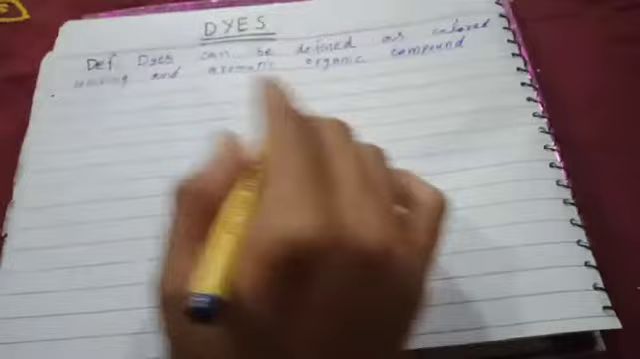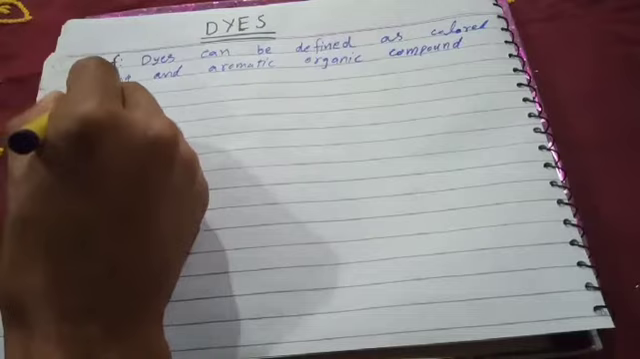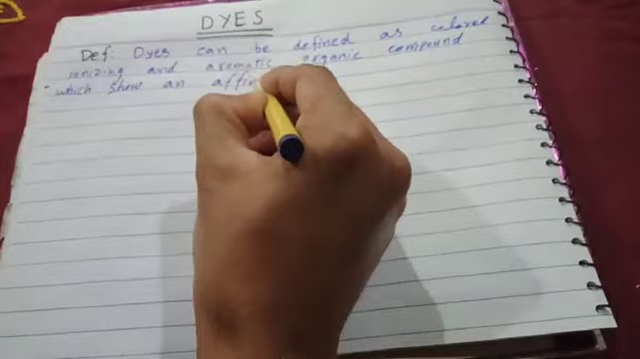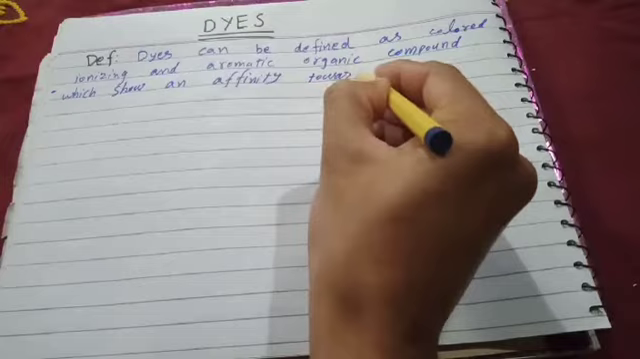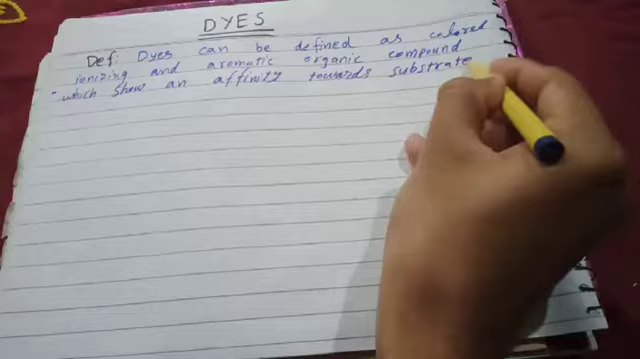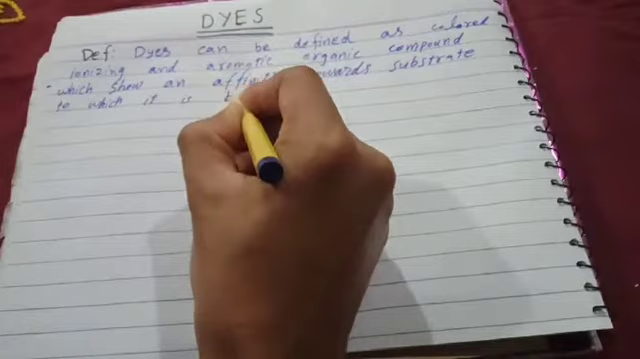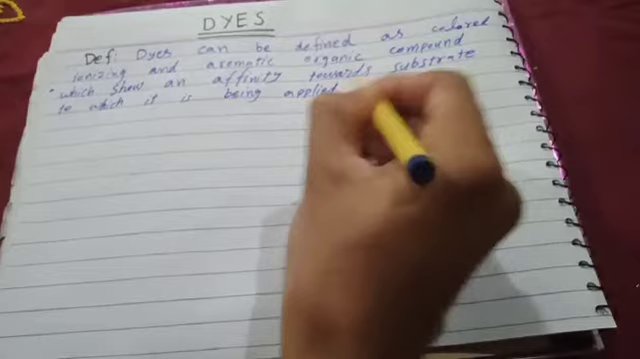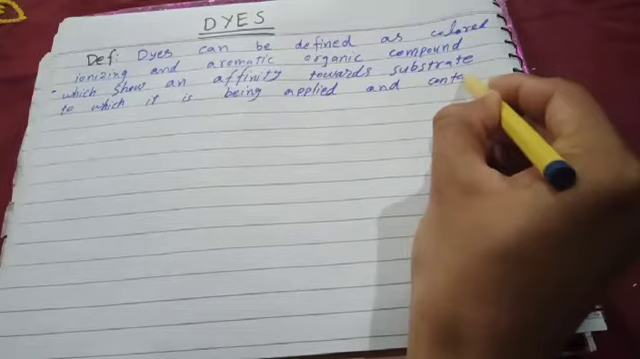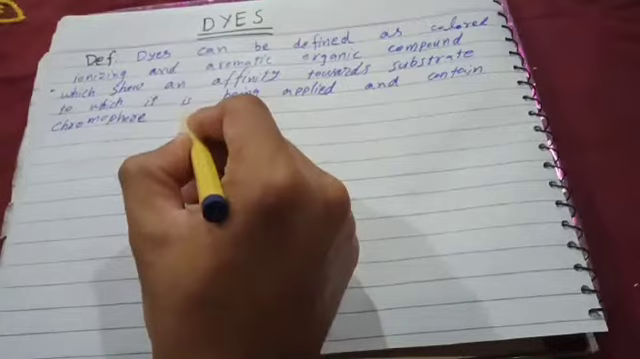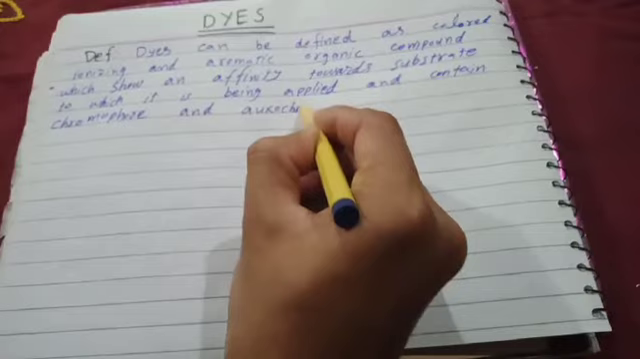Aromatic compounds which show an affinity towards the substrate to which it is being applied and contain chromophore and exochrome groups. We'll discuss what chromophore and exochrome groups are.